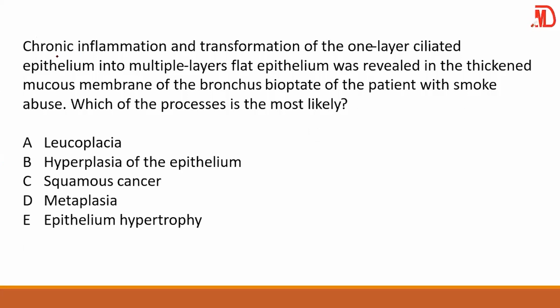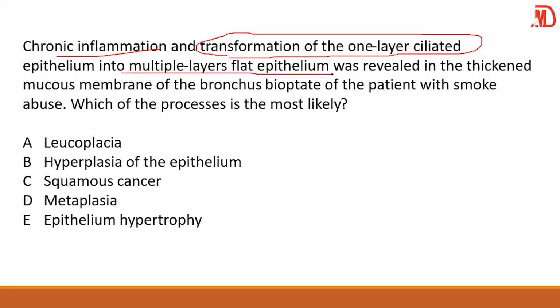Good. Chronic inflammation and transformation of one ciliated epithelium to multiple layers. So what it means is that there's a transformation of one differentiated cell to another differentiated cell. And that is just a term. And the term is called what? Metaplasia. So metaplasia is the transformation of one differentiated cell type to another differentiated cell type.